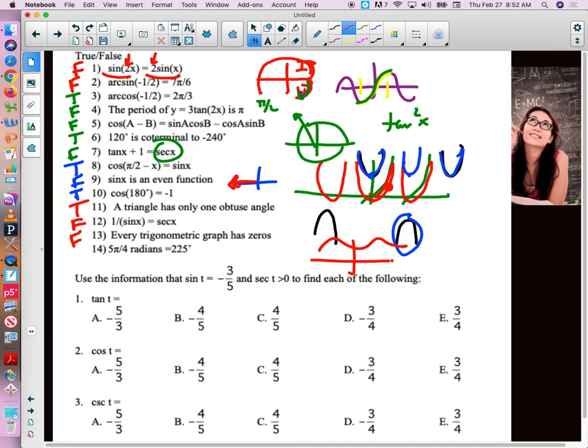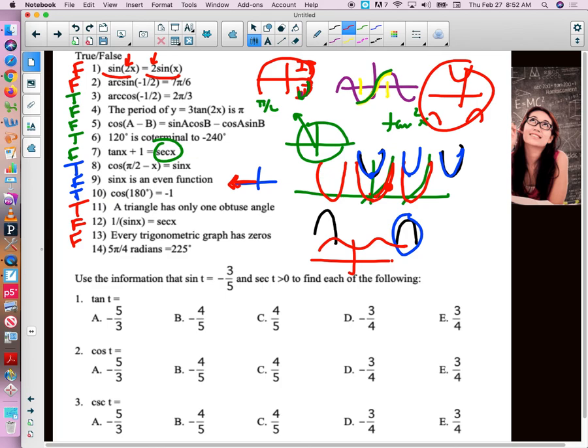What about secant and cosecant? I think they'd always have zeros. I don't think you could move them to where it wouldn't. Oh, you could. I'm sorry. Just the ones that are on the axis would not have zeros, like this. I was thinking of shifting them up and down. But anyway, that one's false.